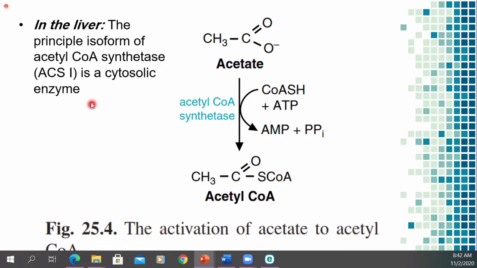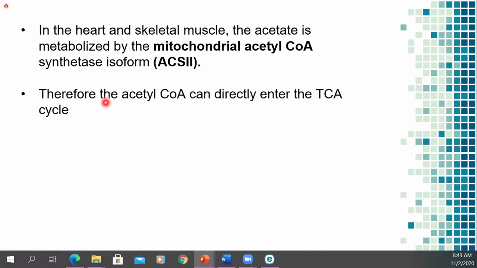This is what we're going to have by the action of acetyl CoA synthetase type 1, a cytosolic enzyme, which means that we have type 2 as an enzyme localized in certain specific tissues, the heart and the skeletal muscles, and it's a mitochondrial one that converts the acetate to acetyl CoA. The advantage is that it goes straight into the Krebs cycle, whereas in the liver the molecule is a candidate to be a fatty acid precursor molecule in the cytosol, because it has to be in the mitochondrial matrix.